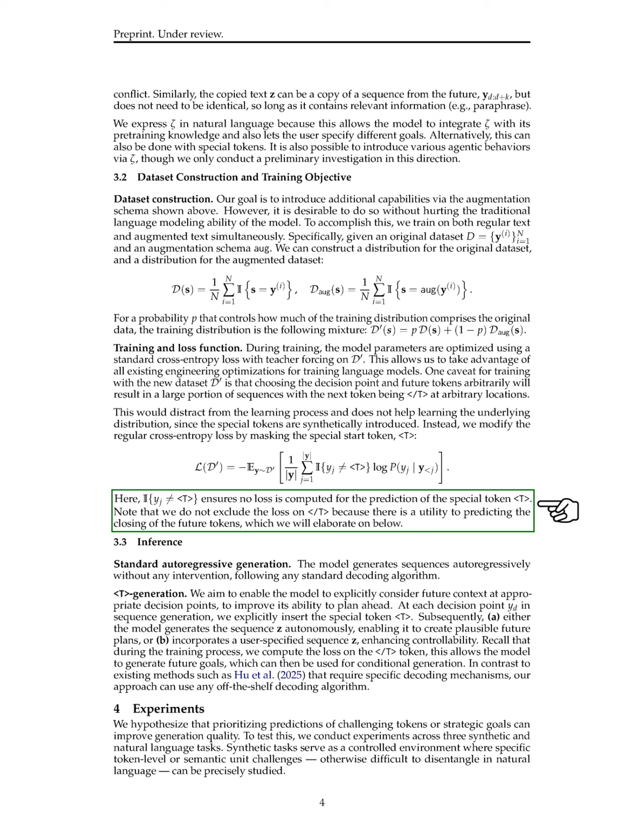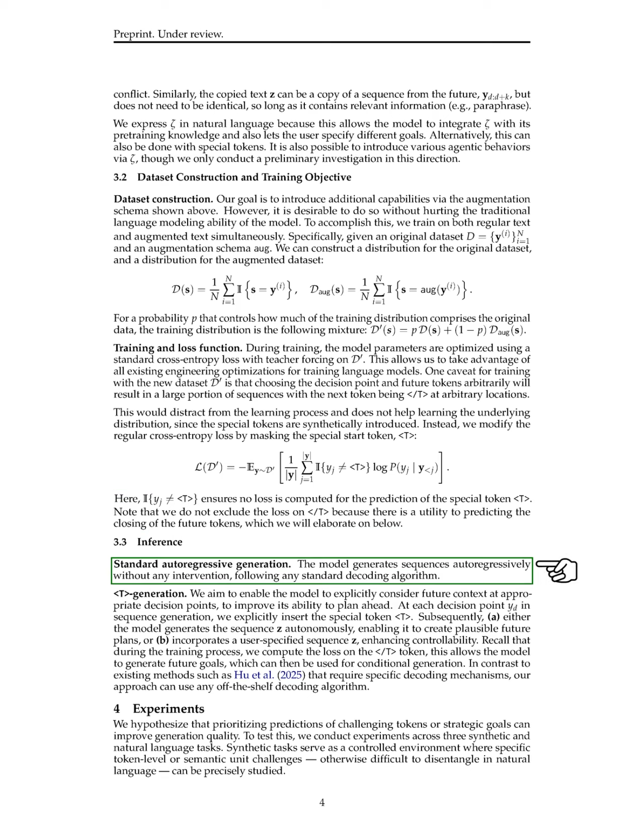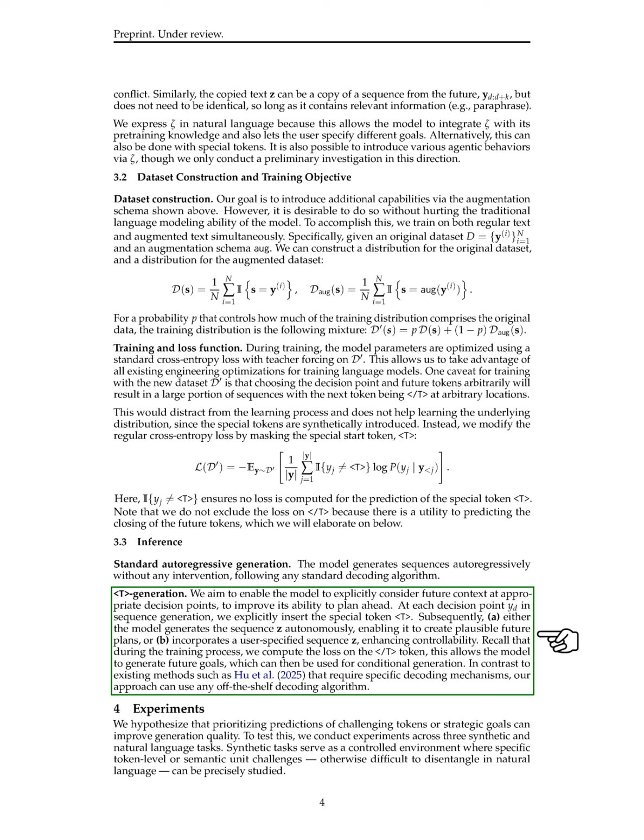Section Inference. In this section, we discuss inference and our approach to standard autoregressive generation. Our model generates sequences in an autoregressive manner without any external intervention, using standard decoding algorithms. We introduce a method called <t> generation, which allows the model to consider future context at key decision points, enhancing its planning capabilities. At each decision point, we insert a special token <t>. This enables the model to either generate a sequence on its own, creating plausible future plans, or to use a user-defined sequence, which improves controllability.